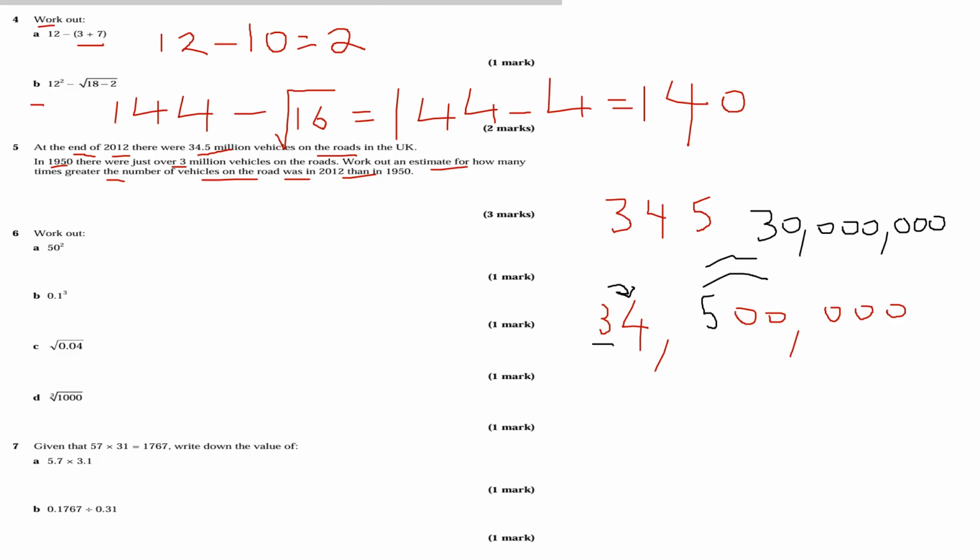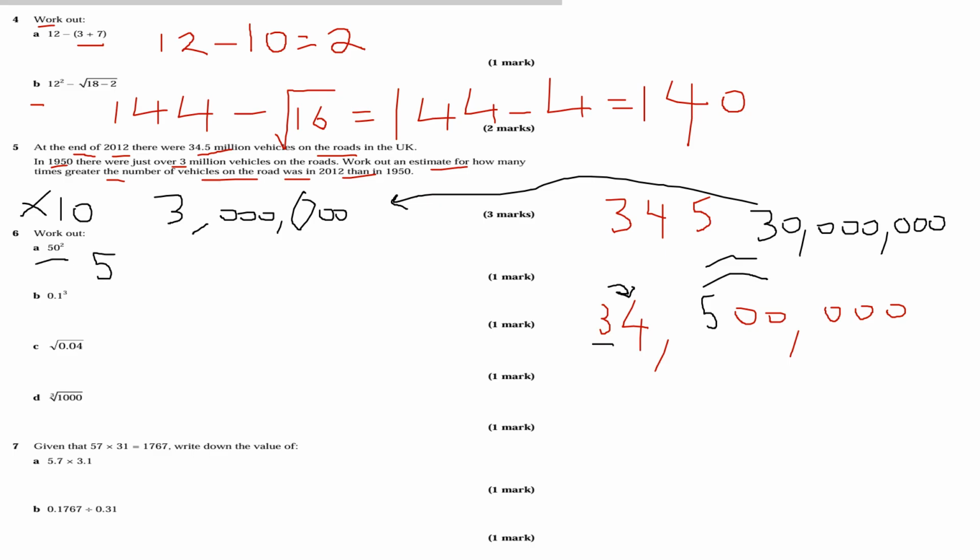There were just over 3 million vehicles on the road. So 30 million divided by 3 million. Again, be careful with your zeros here. Hopefully, you can recognize that that's 10 times bigger than that. So it's 10 times greater. Times it by 10. So 10 times greater.